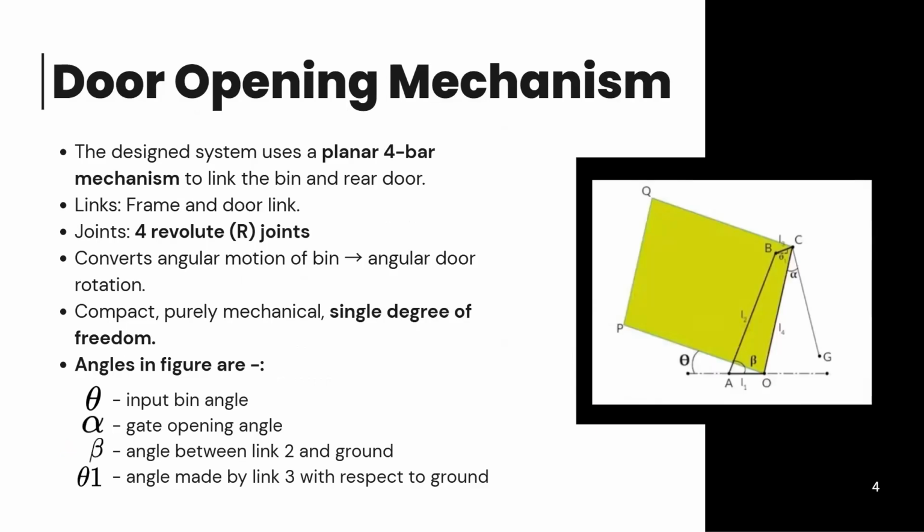The door operates through a planar 4-bar linkage which mechanically ties the door to the motion of the bin. This means no sensors, hydraulics or electronics are required, just pure mechanical synchronization. This 4-bar system uses 4 revolute joints and creates a single degree of freedom linkage that ensures the rear door opens automatically as the bin tilts. The linkage converts the bin's angular displacement into coordinated angular opening of the door.